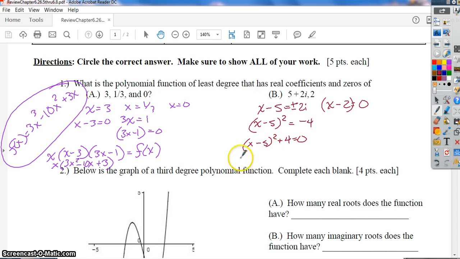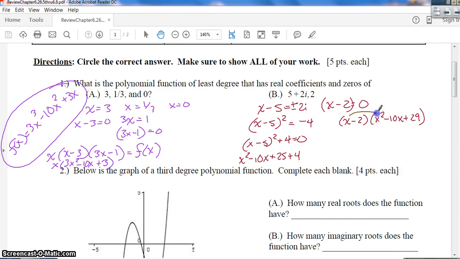So what I'm going to do is actually FOIL this. This is x squared minus 10x plus 25 plus 4. So I'm actually going to have x minus 2 times x squared minus 10x plus 29. All right. Now, in brown, I'm going to multiply x in here. So that's going to be x cubed minus 10x squared plus 29x. As far as multiplying the negative 2 in, I'm going to do negative 2x squared plus 20x minus 58.